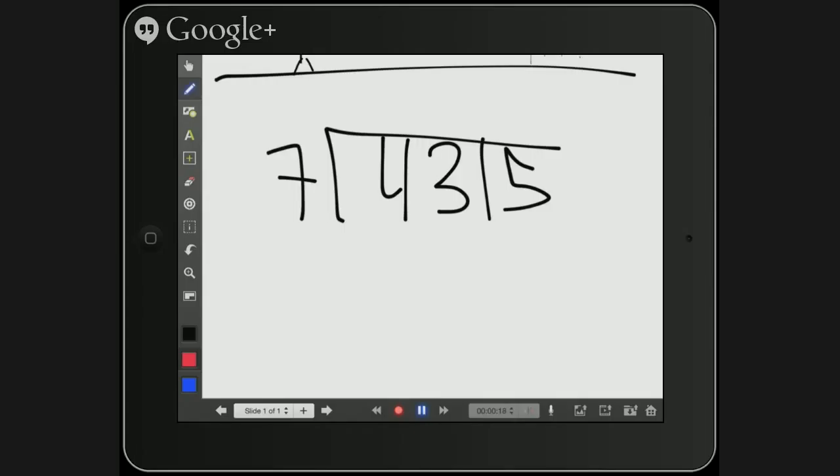And one thing you do is, well, how many 7s go into 4? None. 4 things still left over. 6. 1 thing left over. Hopefully you kind of understand what I'm doing here. This is elementary school math.